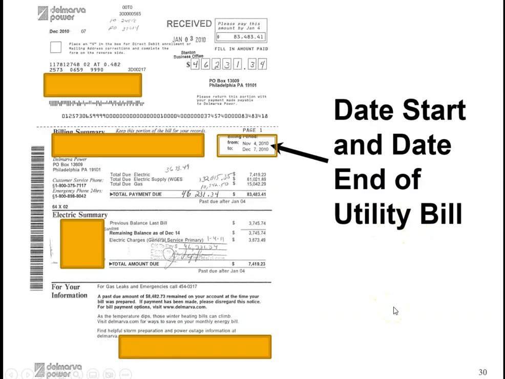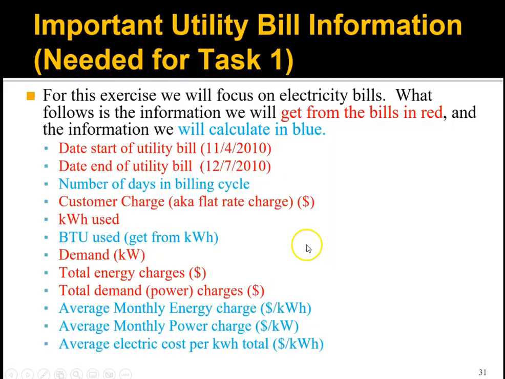The easy one here is the start date and the end date of the utility bill. Generally speaking, this will be on every page of the bill. You can see here it's very clear, it's from November 4th to December 7th. In your spreadsheet, you'll just type that directly in. Make sure you type in the year, because Excel will automatically calculate the days in the billing cycle from that. Again, that's on pretty much every page of a utility bill.